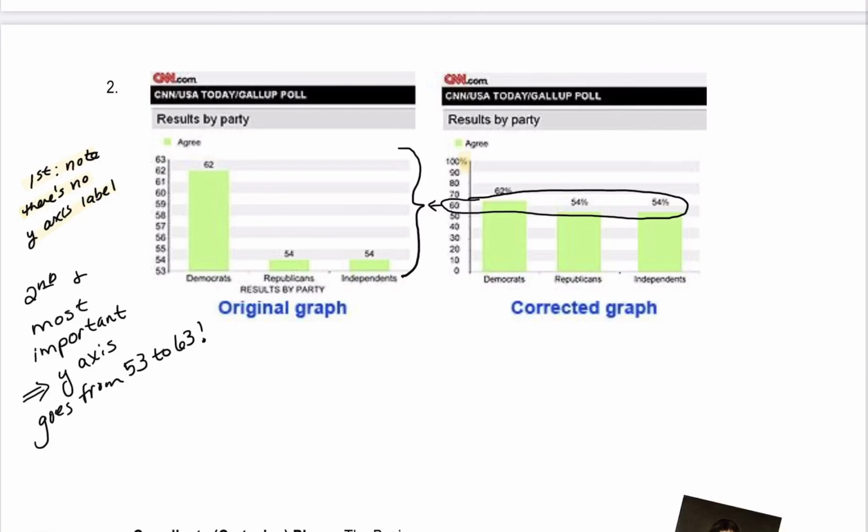And then they fixed it. The impression of the first graph is that Democrats are way different than everybody else. And then when you put it in perspective, you realize people aren't that different. Yes, there are some differences, and the data shows that, but the quick appearance is no longer so misleading. So just something to be aware of with misleading graphs.